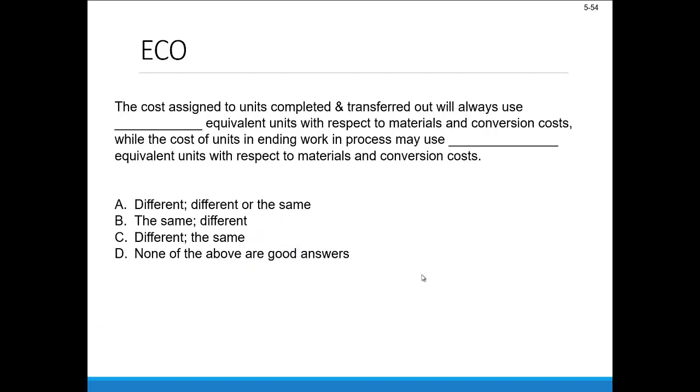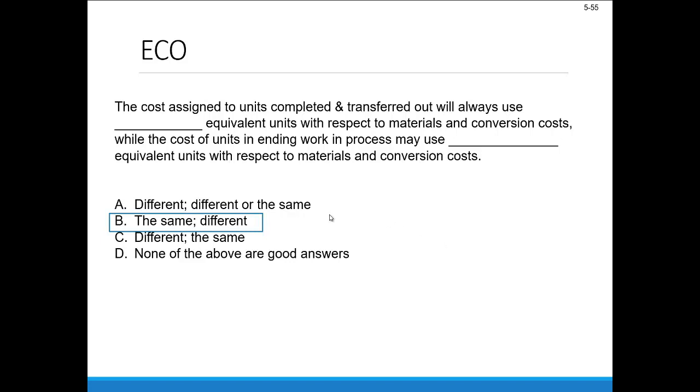Next up, the cost assigned to units completed and transferred out will always use blank equivalent units with respect to materials and conversion costs, while the cost of units in ending work in process may use blank equivalent units with respect to materials and conversion costs. Pause this, think over those potential answers there, and come back for the solution.